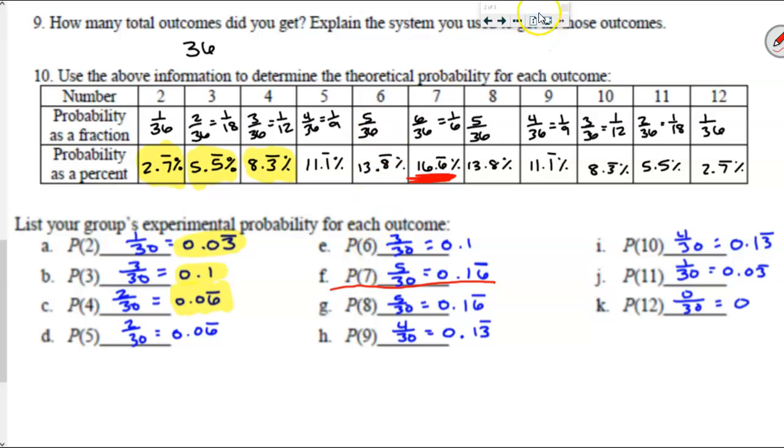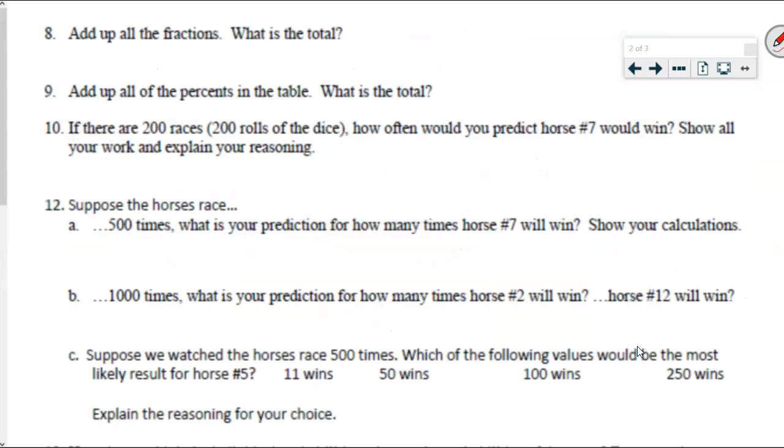But that's one of the things that you need to make sure that you understand is, although we can calculate the theoretical probability, and the theoretical probability is great for making predictions, is it ever going to perfectly match what actually happens in reality? There's always going to be something else that's going on. So that's one of the things to take away from all of this.